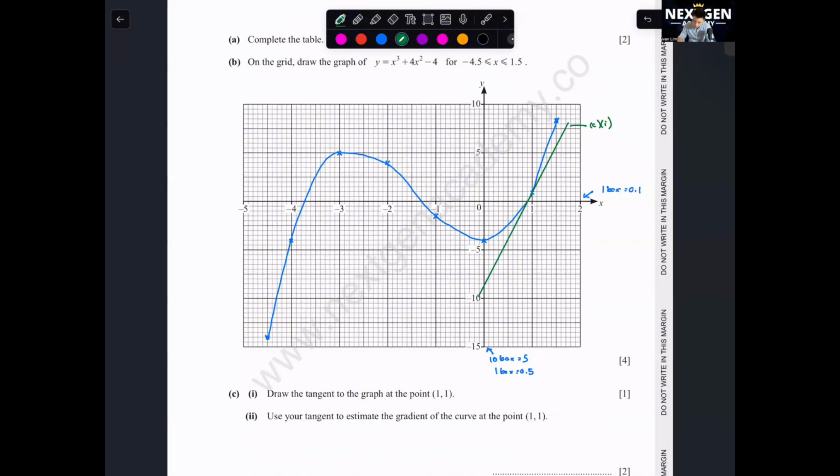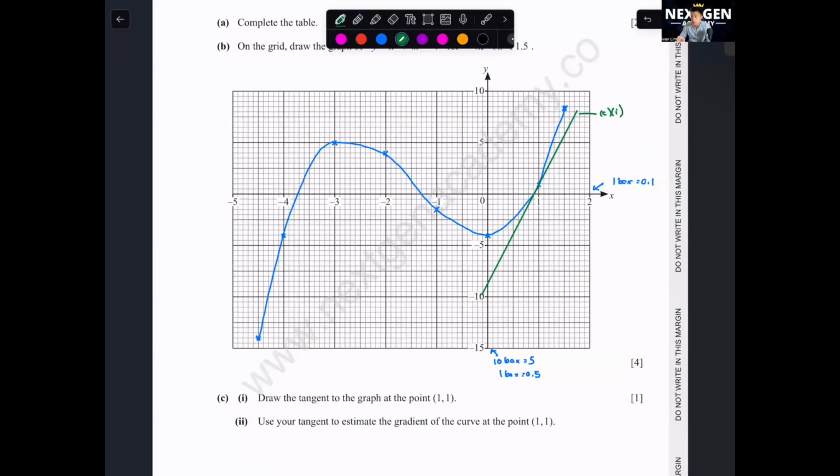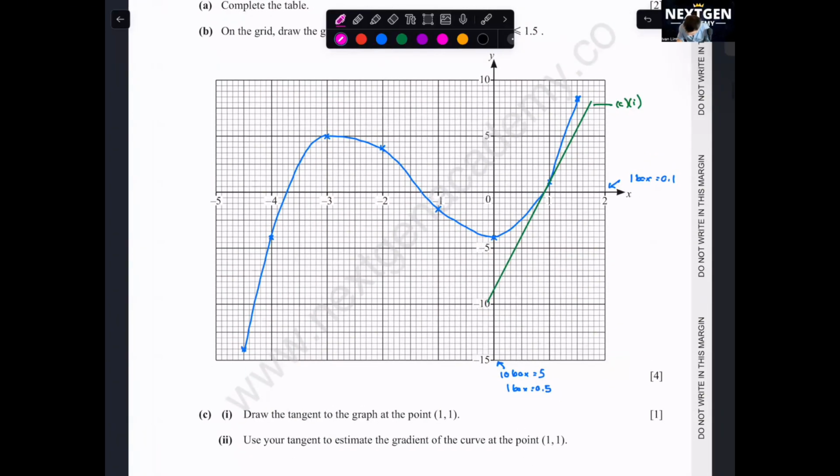For this, you're going to take any 2 points on the tangent. Let's say we take this point, which is 0, negative 9. And then we want another point. Take a nice value, which means a value you can read properly. I'll take another one, here. This one. Can read properly, right?